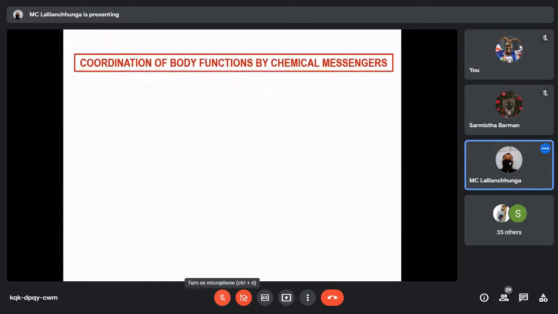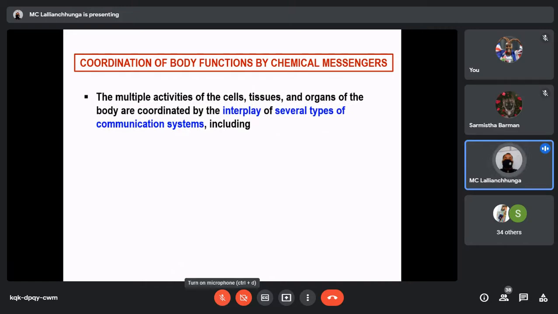Now next is coordination of body functions by chemical messengers. So we have to see some terms. The multiple activities of the cells, tissues, and organs, they are performing so many functions. All those are coordinated by the interplay of several types of communication systems. Multiple activities of the cells, tissues, or organs are possible.